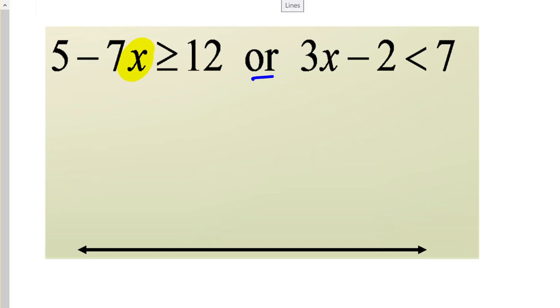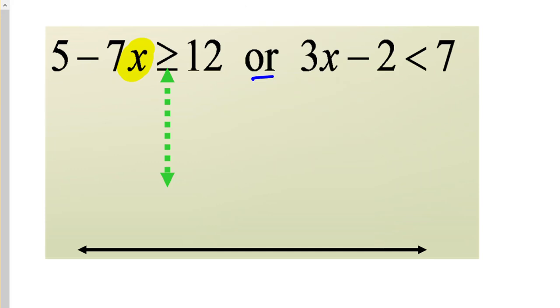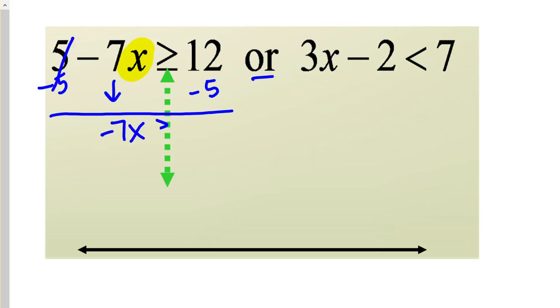And actually, I am going to put a little line in just to help me mentally separate the left side from the right side. So I'm going to subtract 5 from both sides. Okay, I'm bringing down negative 7x. I'm bringing down my inequality sign. 12 minus 5 is 7.